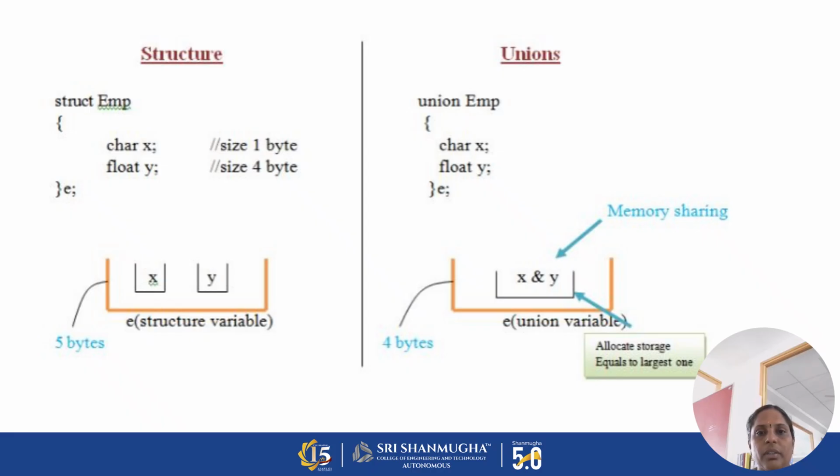In union, the character size is 1 and the float size is 4. So the maximum data member size will be allotted for the union. Here the maximum is 4 bytes, which is given by the float variable y.